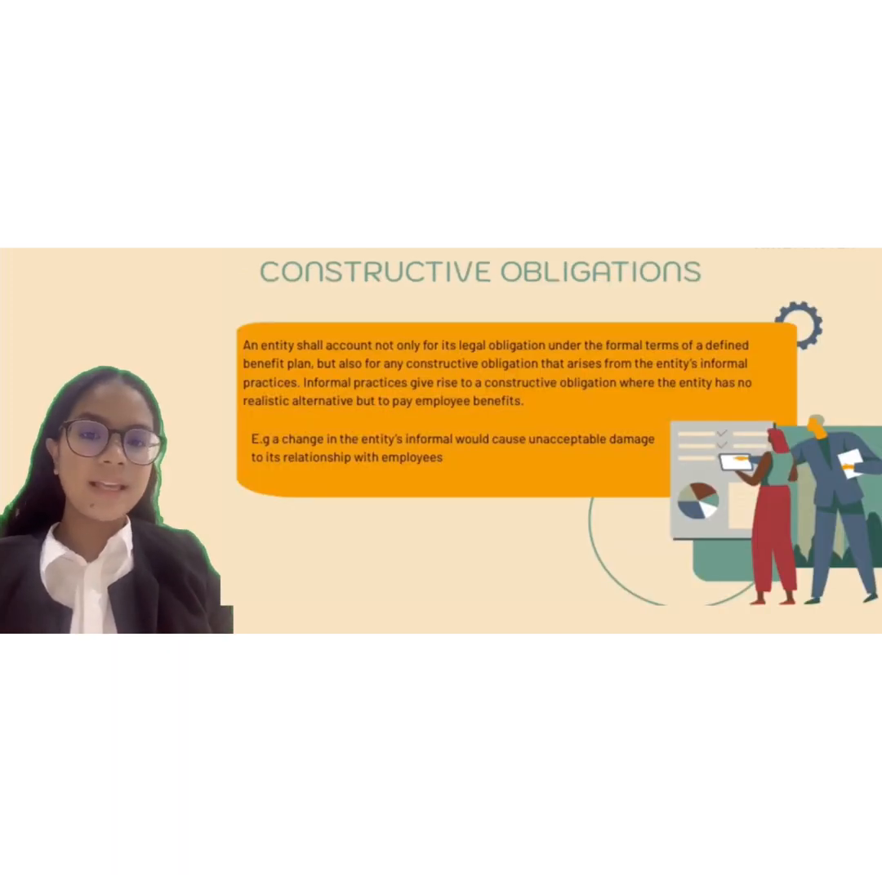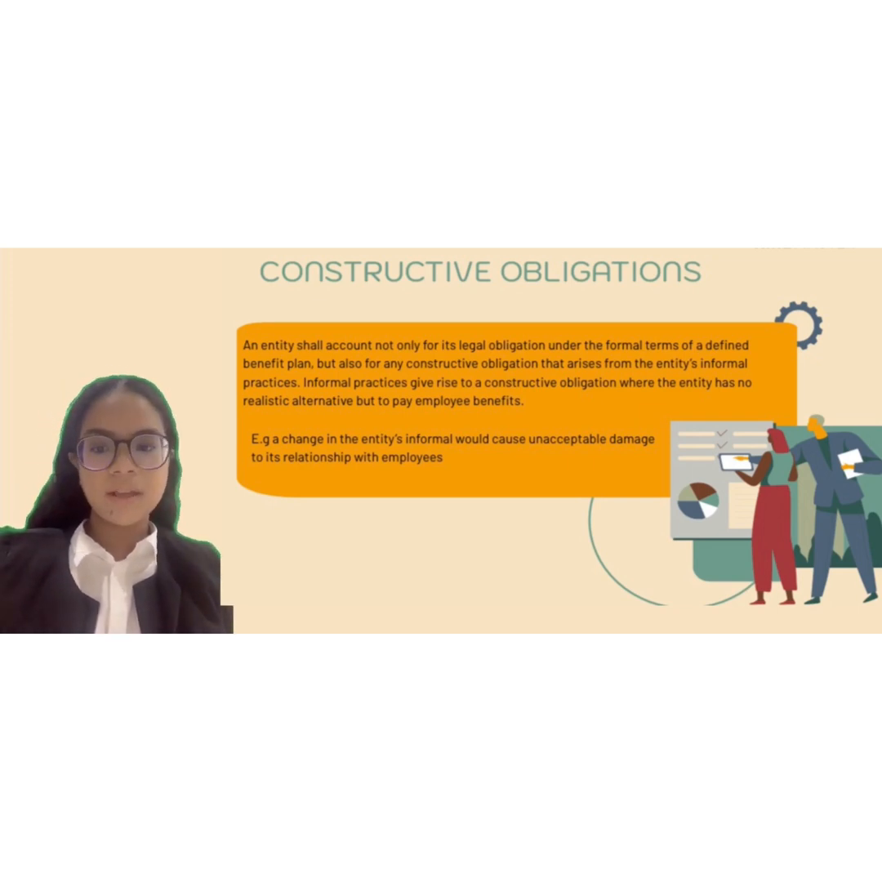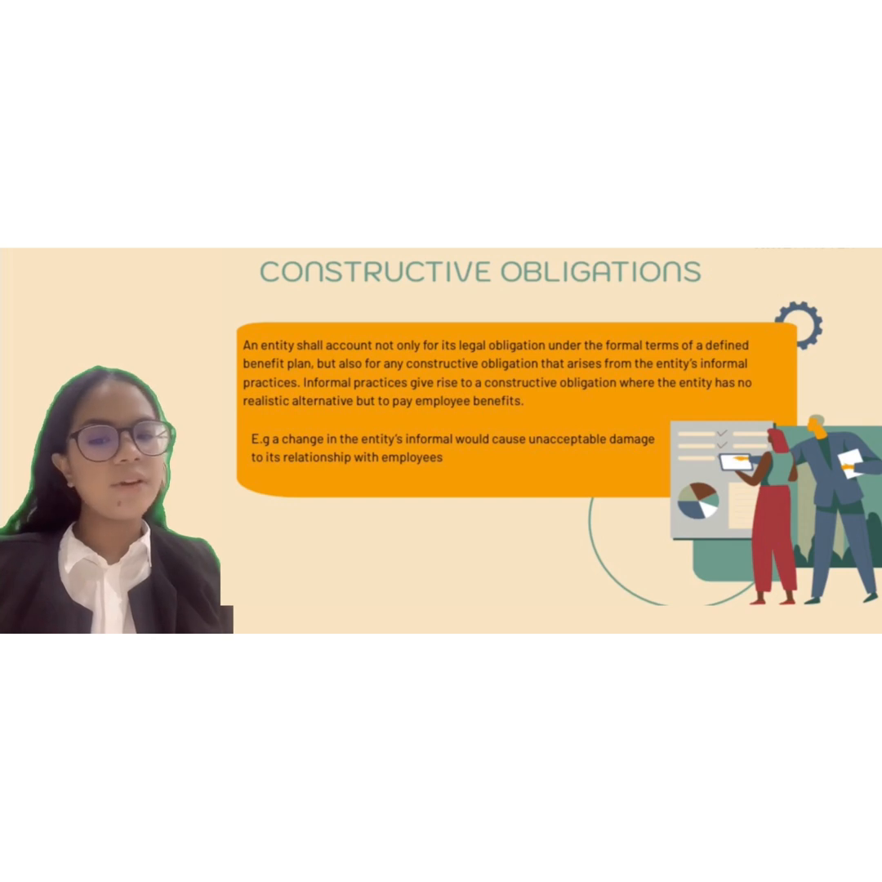Even if an entity has no legal obligation, it may still have constructive obligations. An entity shall account not only for its legal obligation under the formal terms of a defined benefit plan, but also for any constructive obligation that arises from the entity's informal practices. Informal practices give rise to a constructive obligation where the entity has no realistic alternative but to pay employee benefits. For example, a change in the entity's informal practice would cause unacceptable damage to its relationship with employees.